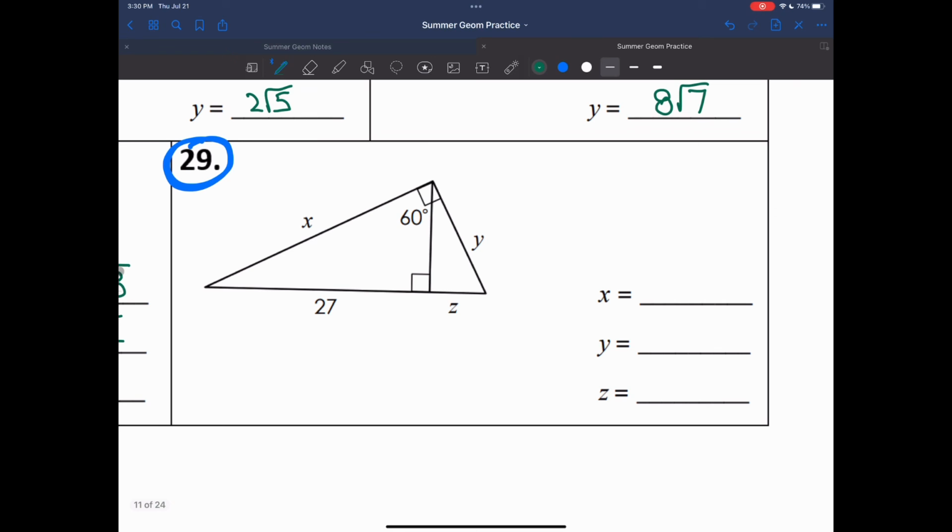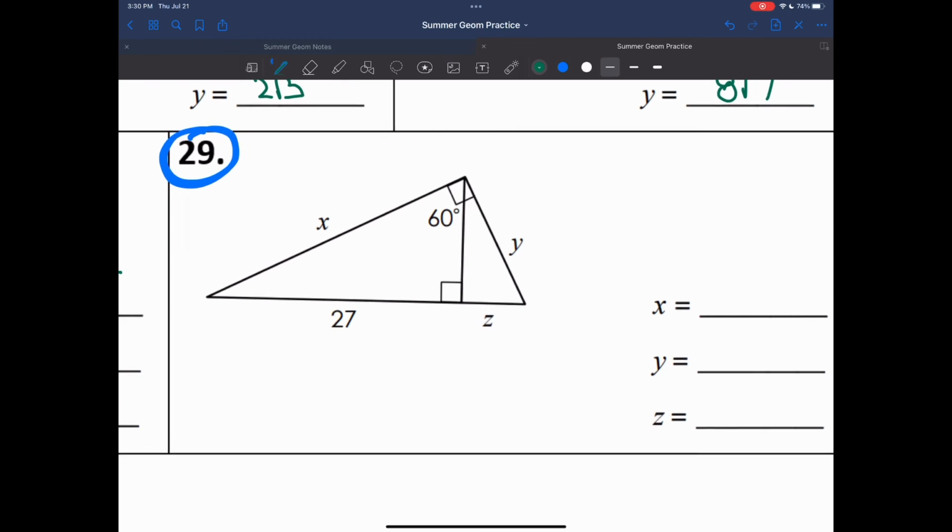Okay, let's see, where should we even start? Well, if I look at the little triangle, there's no sides labeled. I don't have any, so I'm going to definitely start with the bigger triangle over here. Let's take a look at it. Now, this is a 30, 60, 90. I'm going to label this as 30 degrees.